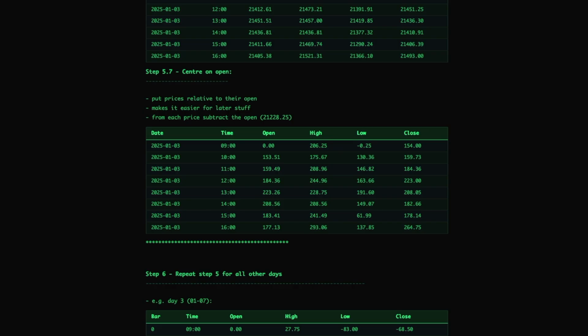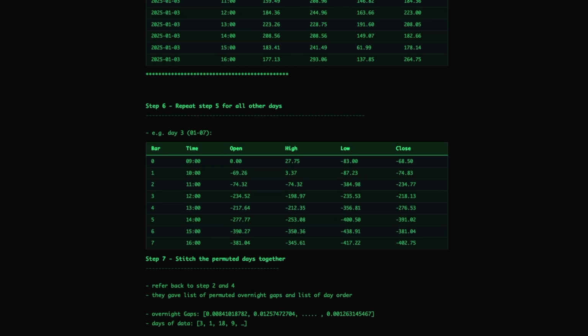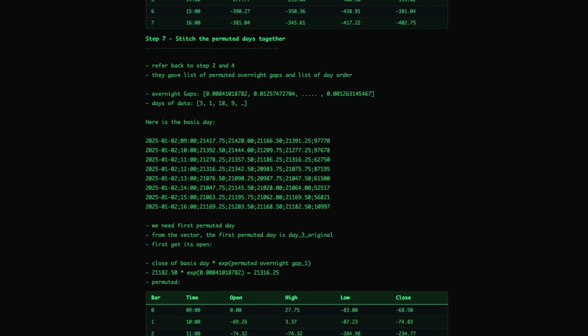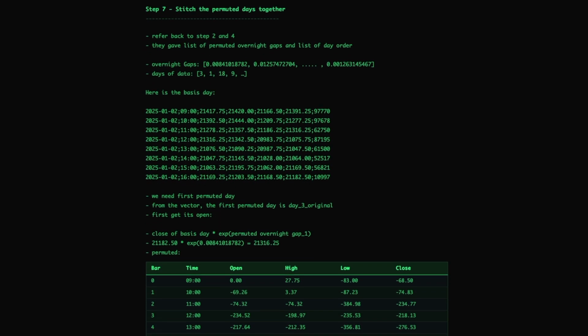Step 6. Permute the intraday data for every other day in our dataset. Here's an example of another permuted day. It is day 3, January 7th. Step 7. Stitch the permuted days together. Now we have all of our non-basis days permuted. We need to stitch them together. This is where we refer back to step 2 and step 4, which gave us a shuffled list of both overnight gaps and days of data.